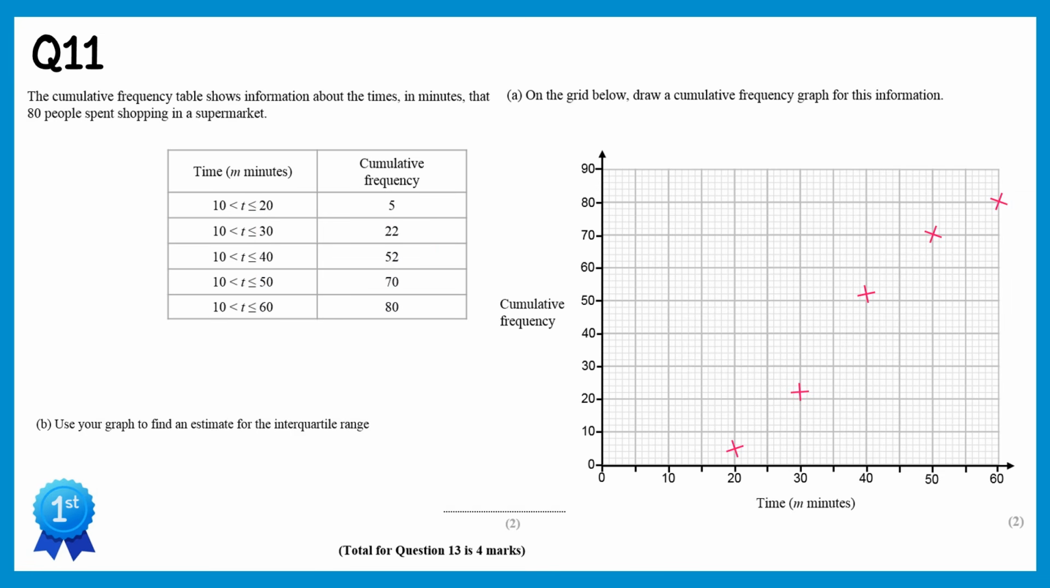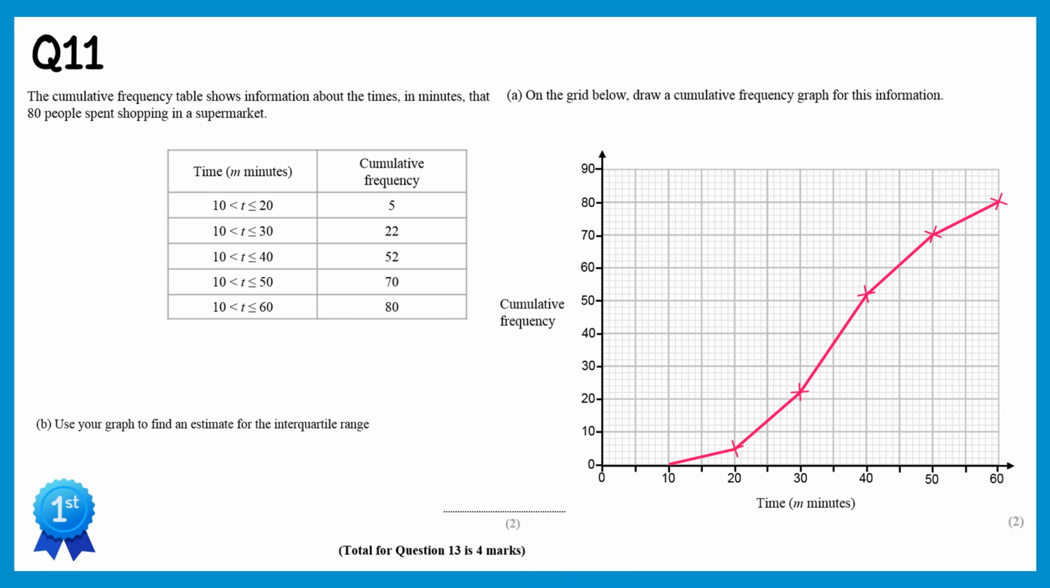Now that you've plotted all of the points, you're ready to join them up. However, you must be careful where you join the first one. You'll see the lowest time we had here was 10 minutes, so we'll connect the first group from 10 to 20 minutes, not 0. So you end up with a cumulative frequency graph that looks like this. You may also draw your graph as a smooth curve if you prefer.